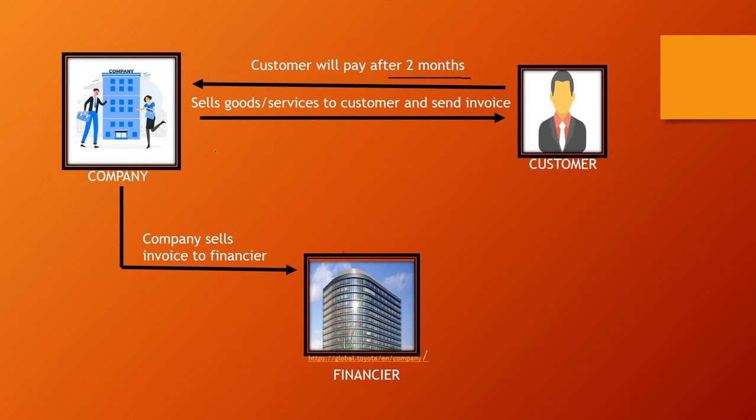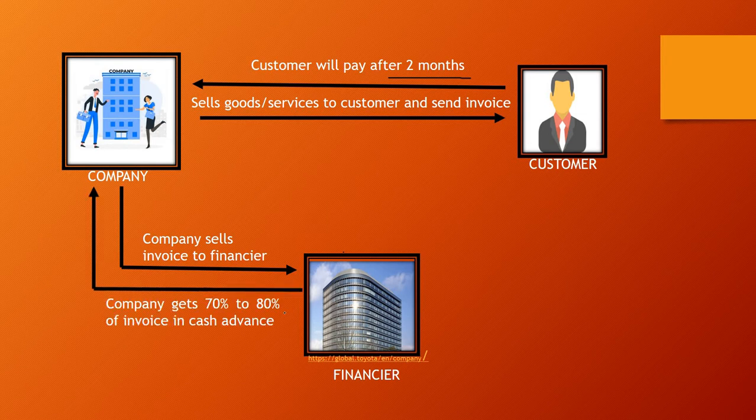If the company has not given credit to the customer, the company would not have approached this financial company, which means this factor company. So I can say that credit sale gives birth to factoring. Now, this financial company, known as the factor, will give 70% or 80% of the invoice amount as an advance to this company.